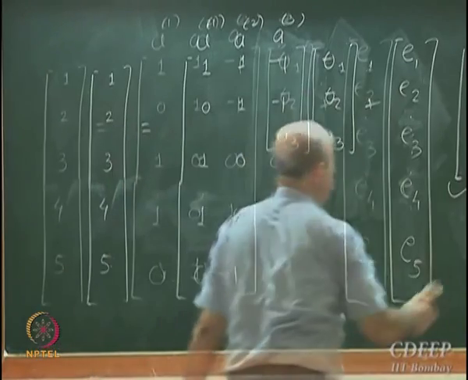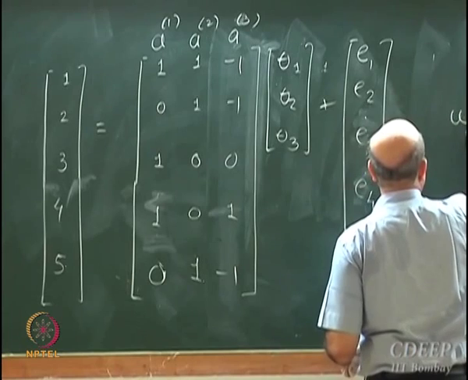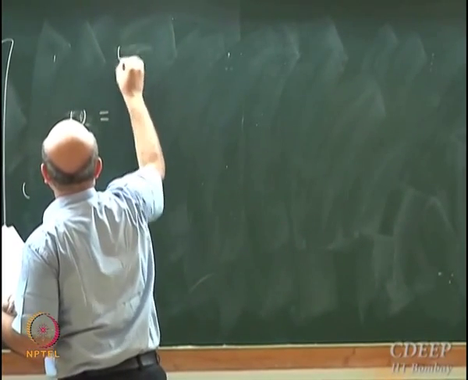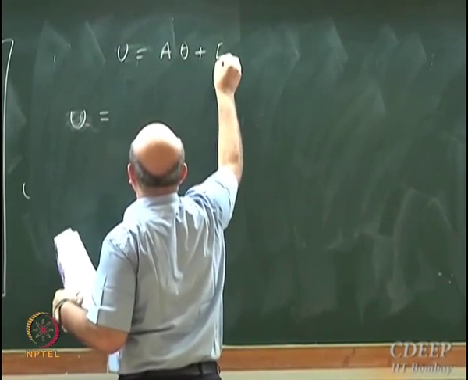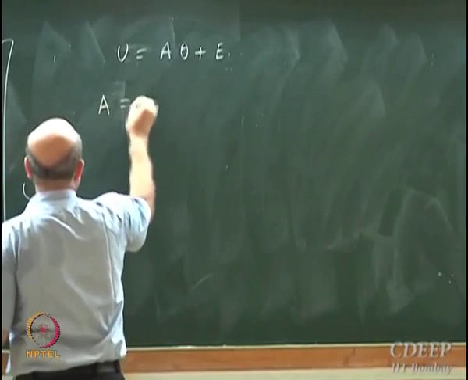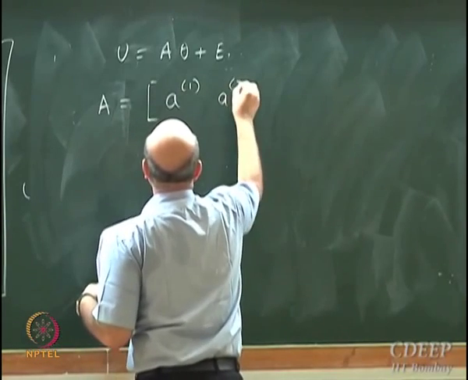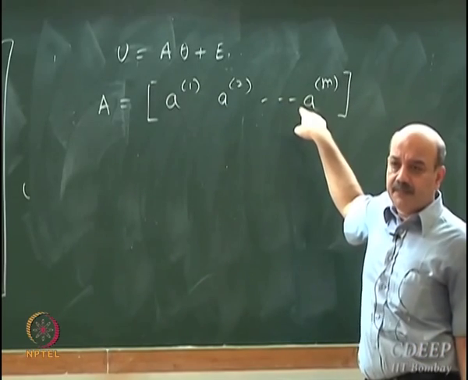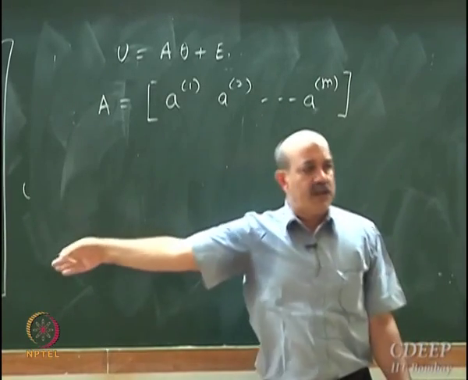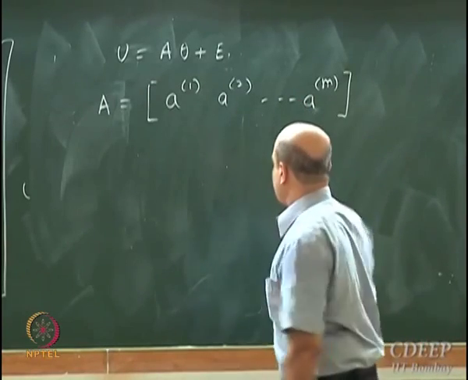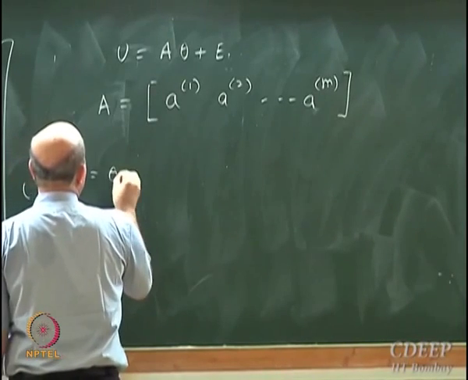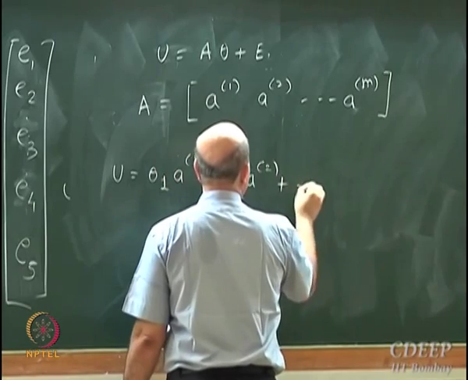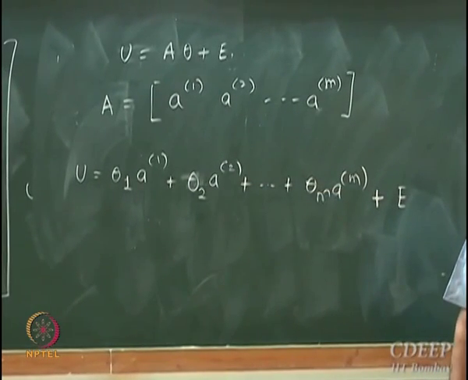So in general, I can write my model as follows. My original model is U is equal to A theta plus error, and I'm writing my A matrix as A1, A2, up to AM. There are M columns, these are column vectors. In this case there are 3 columns, here there are M columns. So I can write this equation as U is equal to theta 1 A1 plus theta 2 A2. I can write this vector equation.